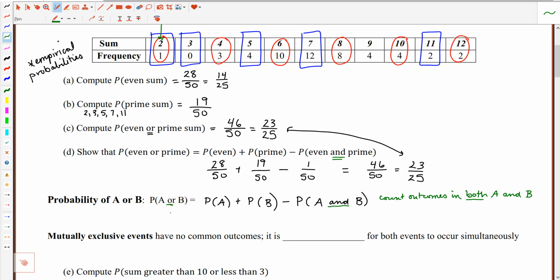So a separate way of finding the probability of even or prime is kind of what we did right here, right? We just made sure we didn't double count anybody. We went through here and identified anybody that satisfied being even or prime, meaning if anybody had a red circle or a blue rectangle around it, we wanted to count that in this event. And then we counted all these frequencies up. So the key thing on either approach, whether you want to use this formula or just run through and count, is you just have to make sure you don't double count anybody.